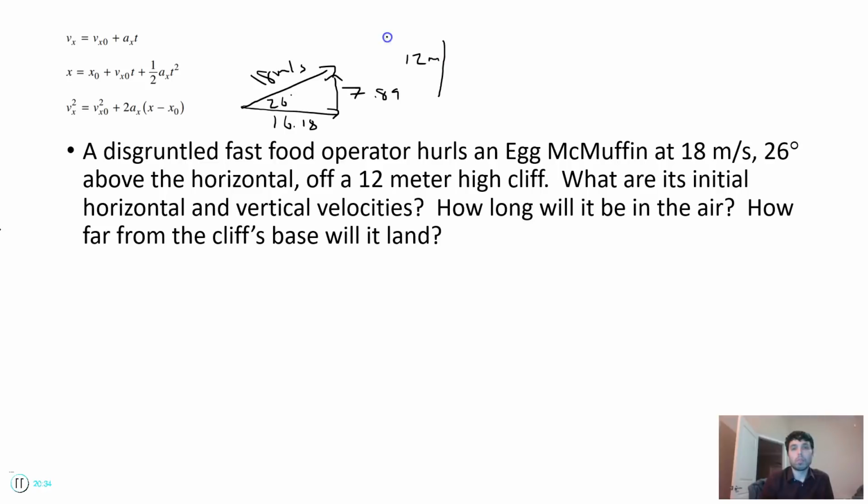Alright, so top of the cliff. Shoots it. And the components I already did, so I won't draw them again up here. So it's going to go down, it's going to go on the ground. Asking us, what are its initial horizontal and vertical velocities? Well, I just found that. Right, vertical, there's horizontal, done. How long will it be in the air?